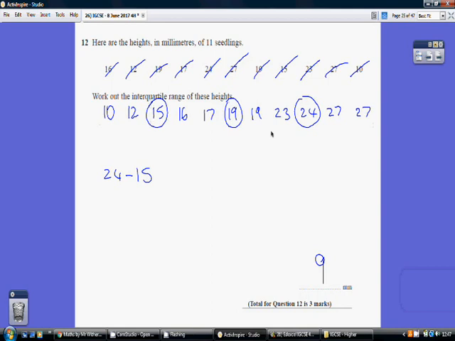And then secondly, I've looked at my 5 terms past the median and circled the middle one of these, and this is my upper quartile. So to work out my interquartile range, it's my upper quartile value of 24, take away my lower quartile value of 15, giving me 9.